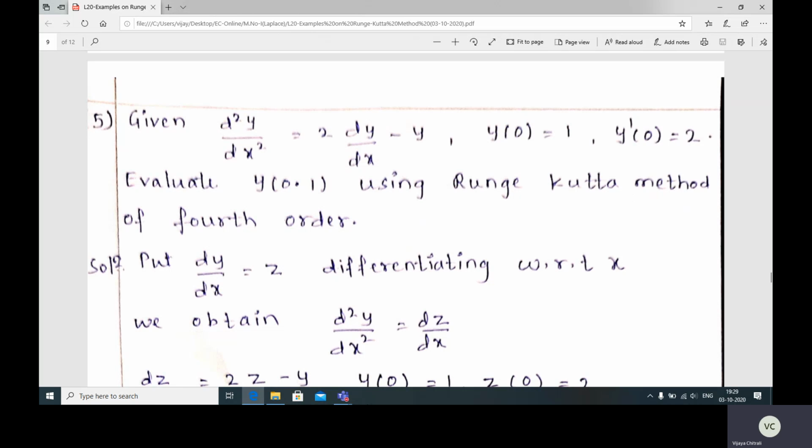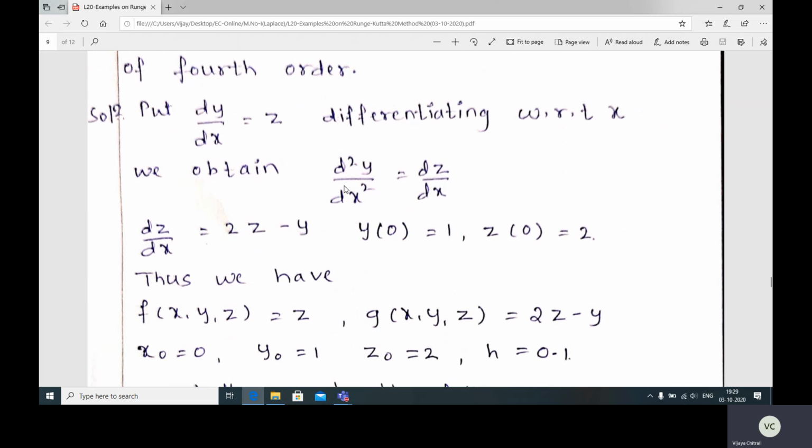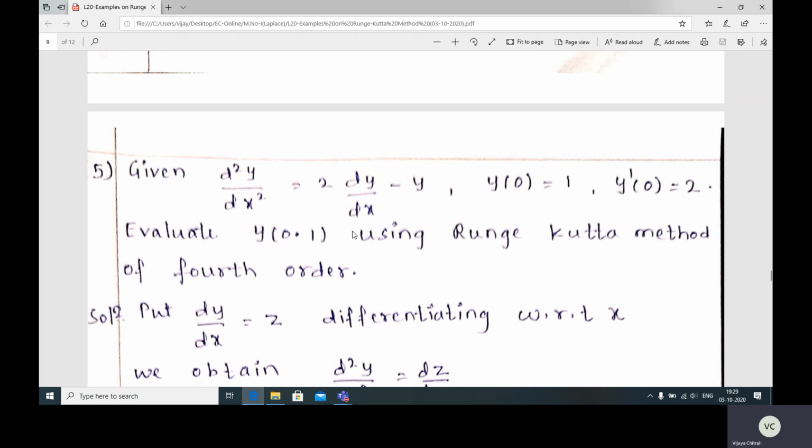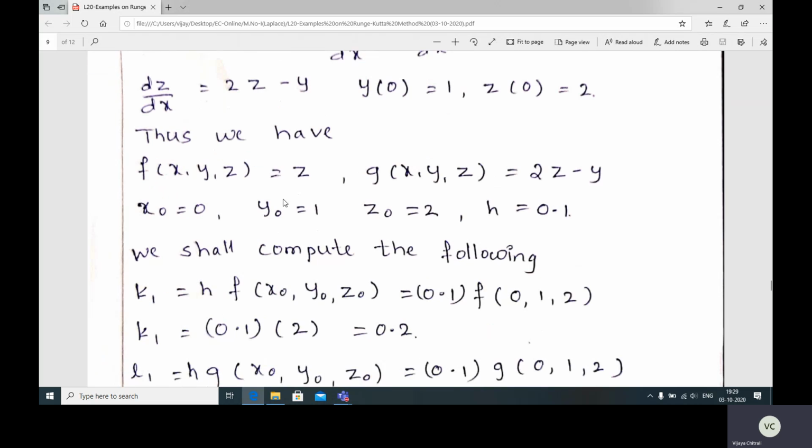So what is given here is a second order ordinary differential equation. Convert this into a first order first degree ordinary differential equation. So for that, substitute dy by dx is equal to z. These steps are common for all the examples. Differentiating with respect to x, we obtain: the derivative of dy by dx is d square y by dx square, which is equal to dz by dx. Now the above equation becomes, in place of d square y by dx square, dz by dx. So dz by dx is equal to 2y dash, or 2 dy by dx, both are the same. So we have taken dy by dx as z, so we get 2z minus y.